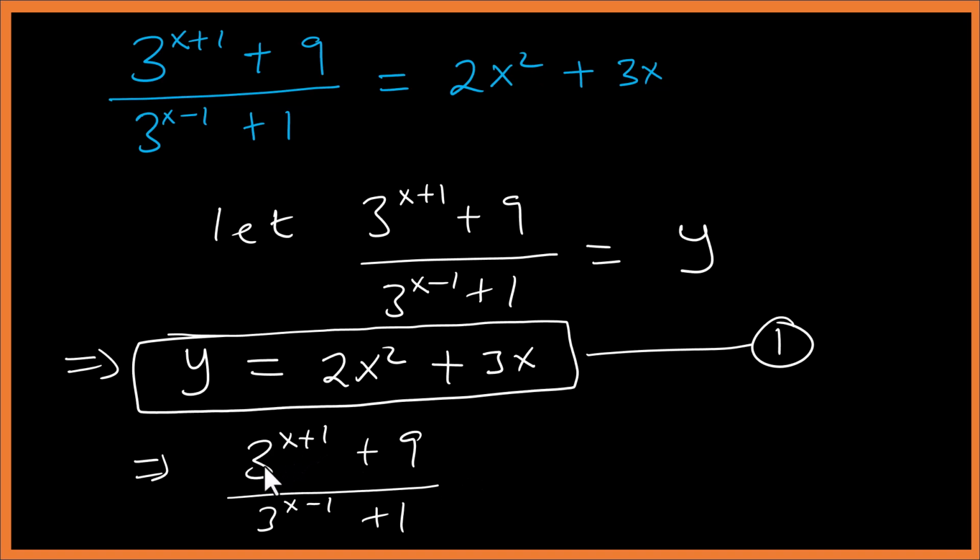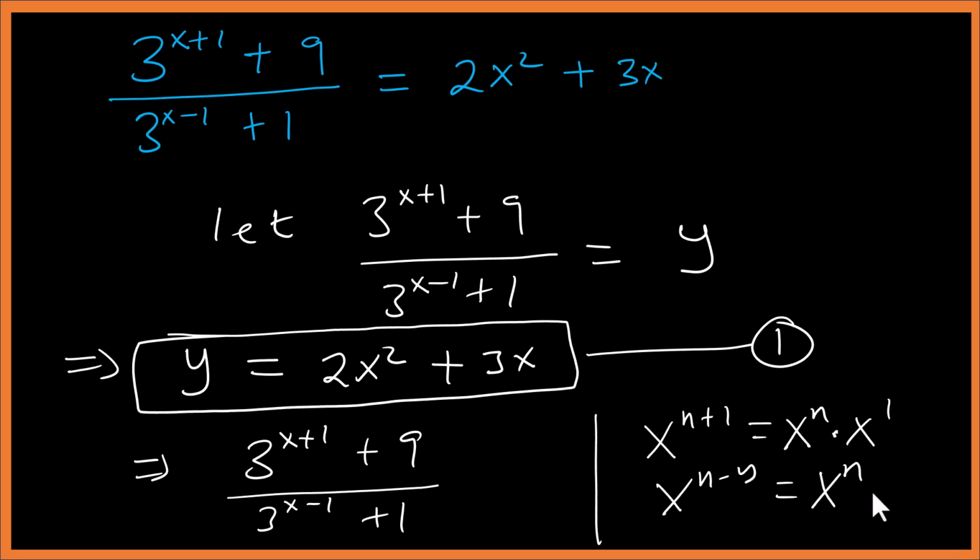Now, when we are given x^(n+1), it is the same as x to the power n times x to the power 1. And when we are given x to the power n minus y, it is the same as x to the power n times x to the power minus y, or we can write this as x^n on x^y, so that we can subtract the powers.